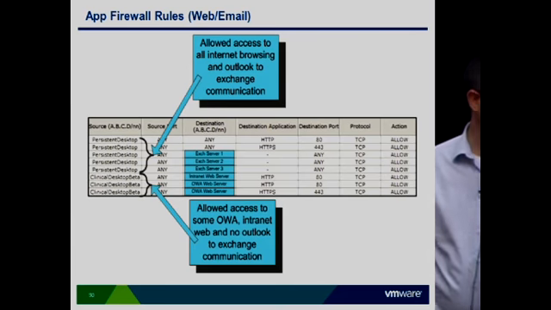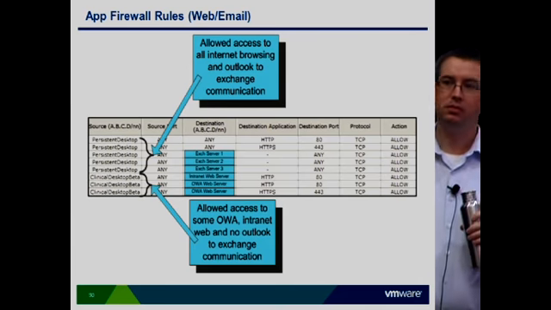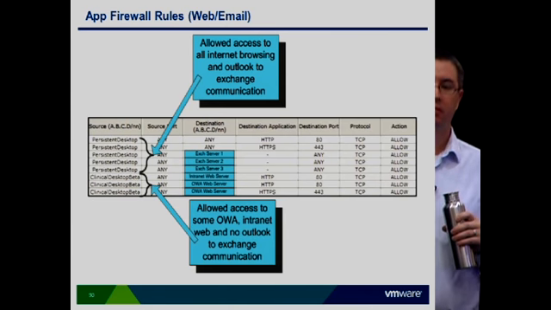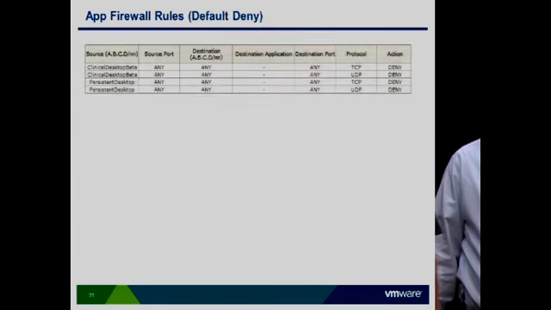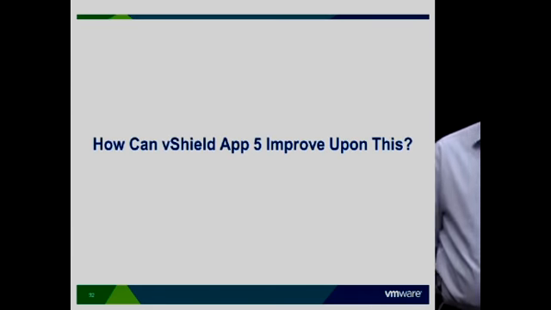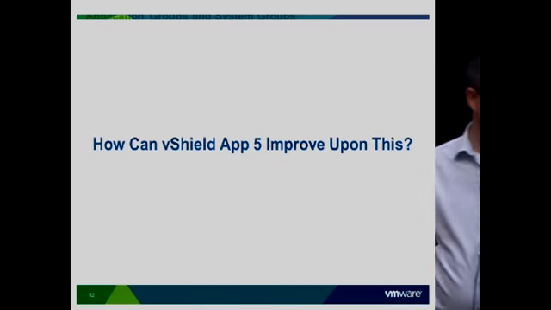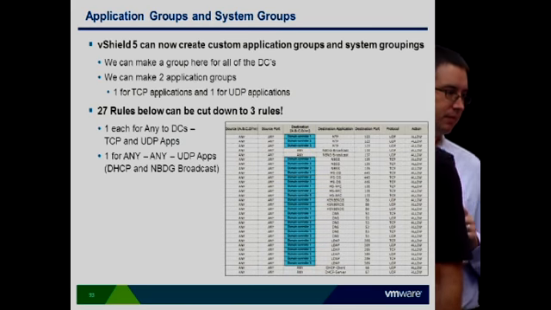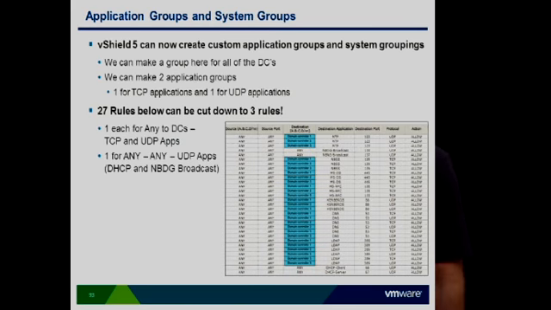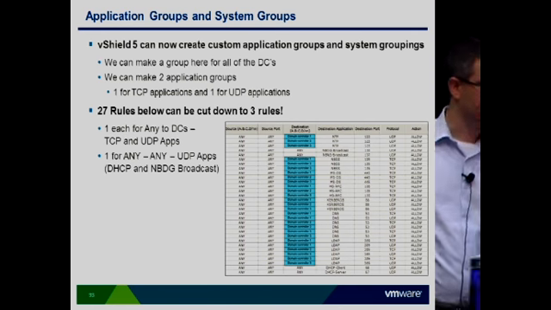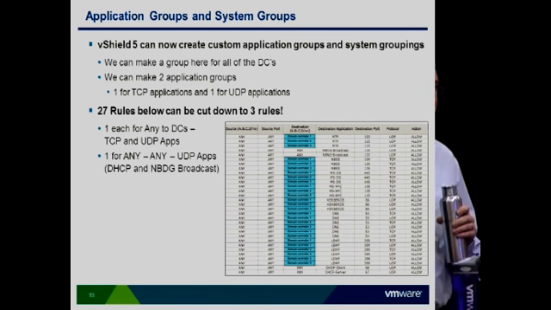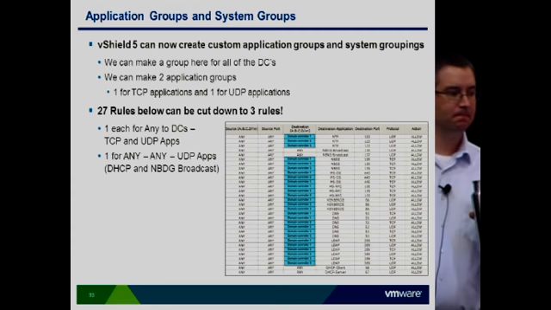The problem is we still have to have a whole bunch of rules because we don't have any additional levels of grouping in vShield 1.0 and vShield App 1.0. So that's where vShield 5 can help, with some new capabilities to start grouping these down. Again, here's this long rule set. How many rules do we have here? What does it tell us? 27 rules, something like that. We can knock these down to 3 rules with some of the new capabilities in vShield App.